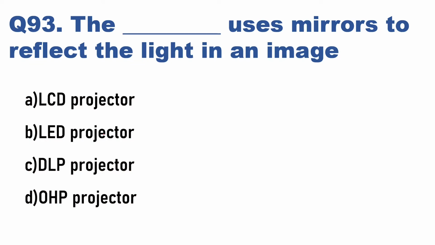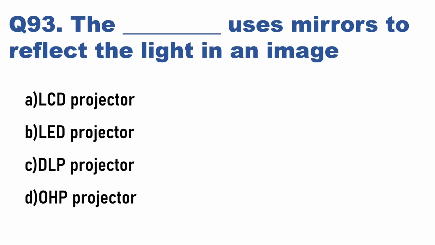The dash uses mirrors to reflect the light in an image. Options are A, LCD, that is liquid crystal display projector. Option B is LED, that is light emitting diode projector. Option C is DLP, that is a digital light processing projector. Option D is OHP, that is overhead projector.